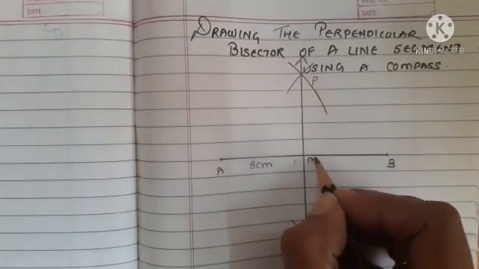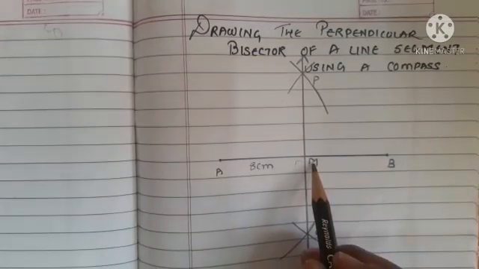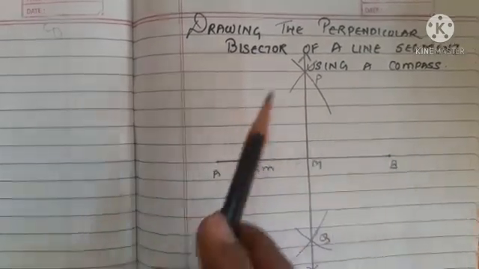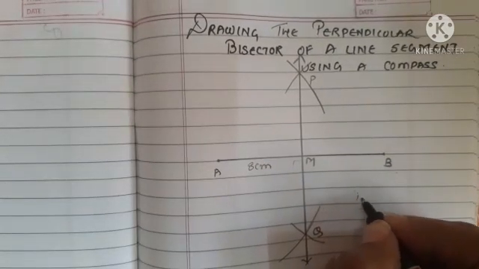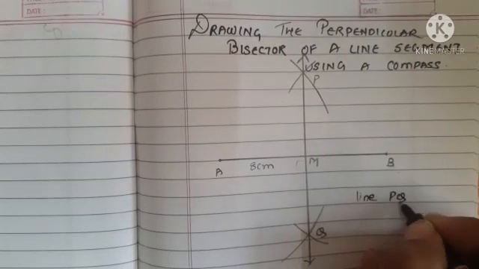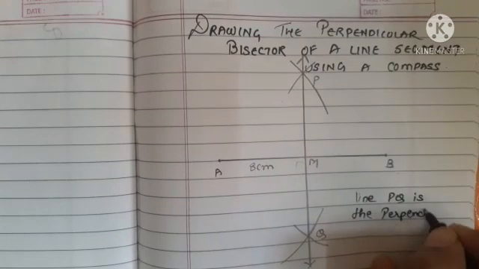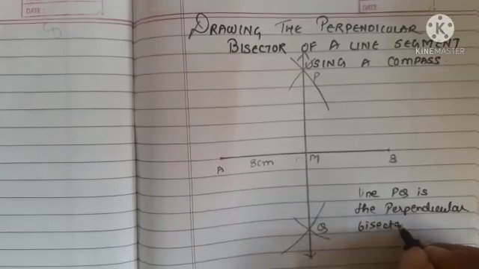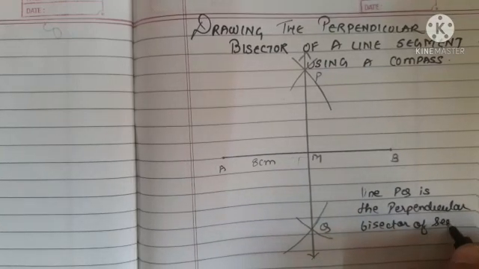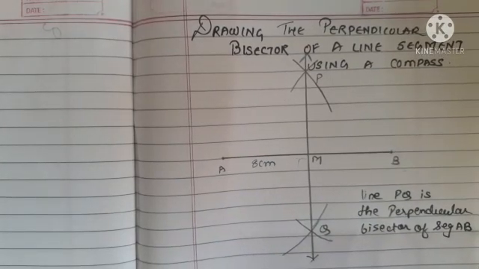Here also you can give any alphabet as midpoint. Here we can say M is the midpoint of segment AB and line PQ is perpendicular bisector of segment AB. We have to write here: line PQ is the perpendicular bisector of seg AB. I hope children you all have understood.